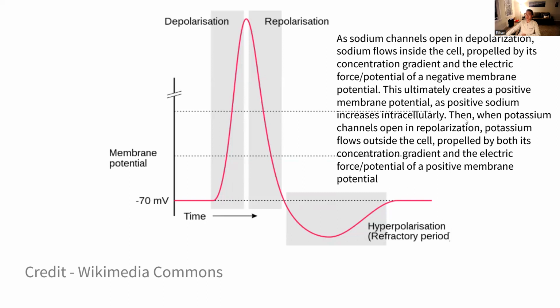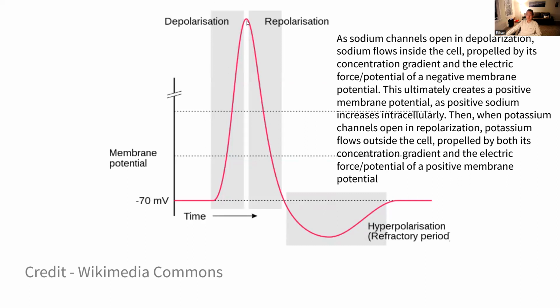So then when the voltage-gated potassium channels open in repolarization, which is this step right here, potassium flows outside the cell. That's propelled by two things. One, its concentration gradient, because again, it's much more highly concentrated inside the cell compared to outside the cell. But also it's propelled by the electric force / potential of the positive membrane potential. What do I mean by that?